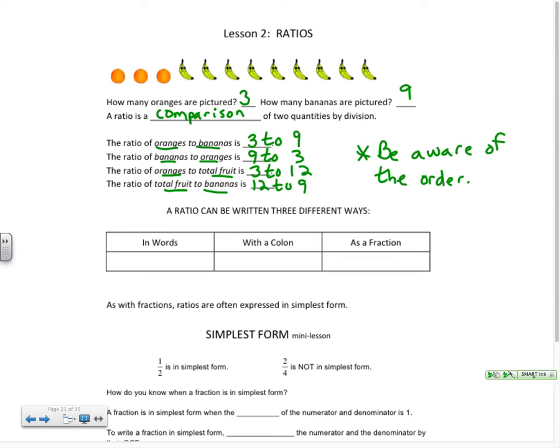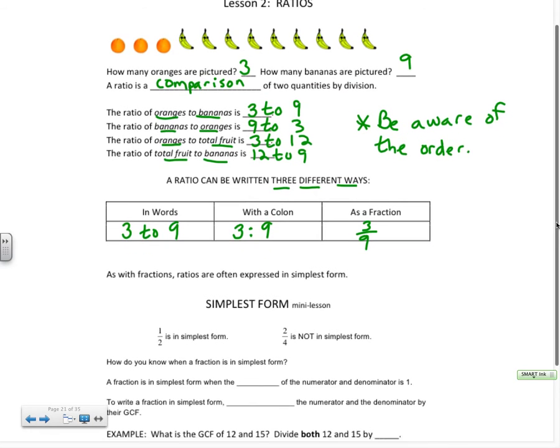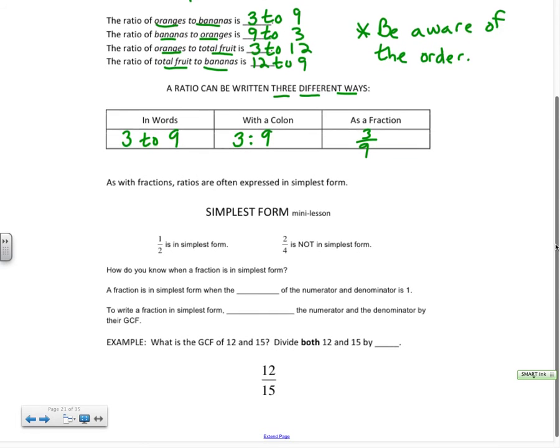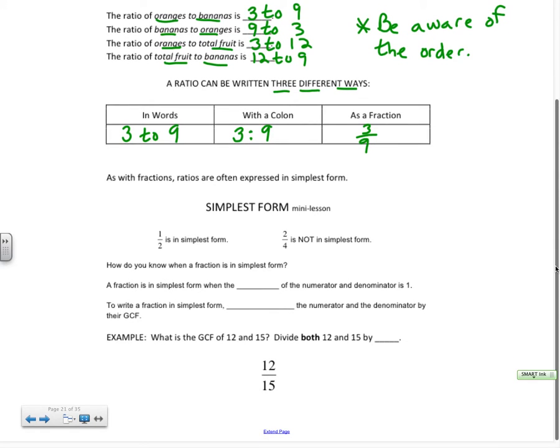All right, a ratio can be written 3 different ways. In words, our first example is 3 to 9. You just spell out the word "to." With a colon, we would write 3 colon 9 and say it 3 to 9. And then as a fraction, 3 over 9, again, it's not a fraction, and we would call it 3 to 9, not 3/9. Because remember, fractions are part of a whole thing, and ratios are 2 different quantities.